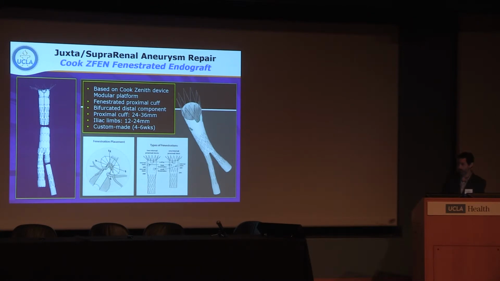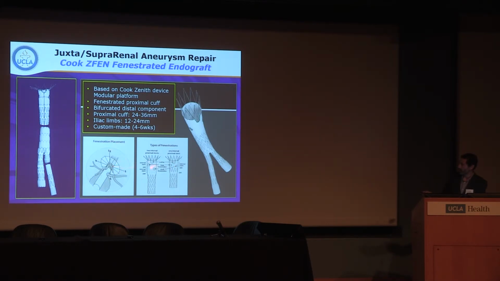A lot of the work, as I mentioned, on juxtarenal or more simple suprarenal aneurysms has shifted over toward commercially available grafts, specifically the Zenith fenestrated device. This device has been available for just over 2.5 years, I believe. It's based on the Cook Zenith platform. It's a modular platform in which you have a fenestrated proximal cuff, through which you can design up to 3 large fenestrations or 2 fenestrations and a scallop.